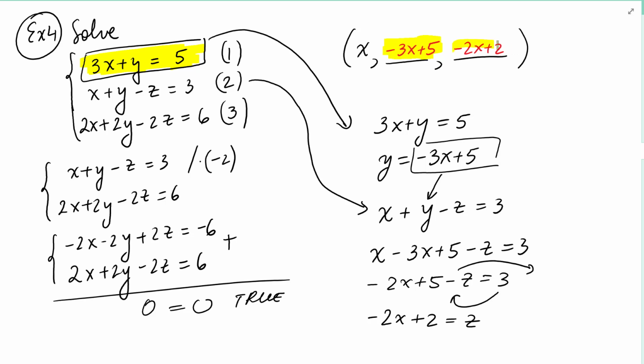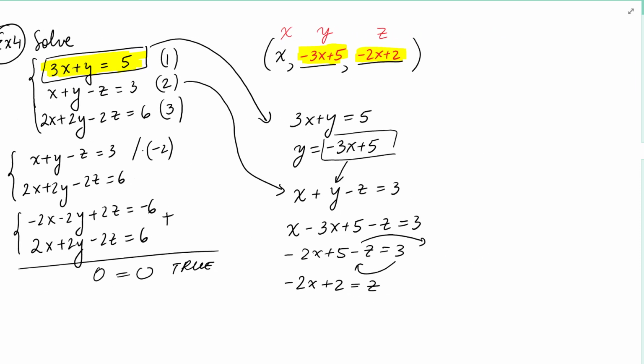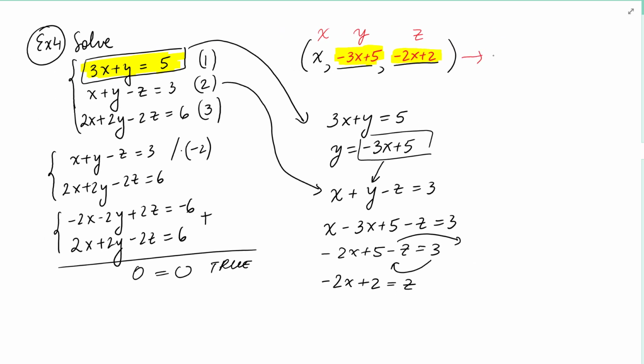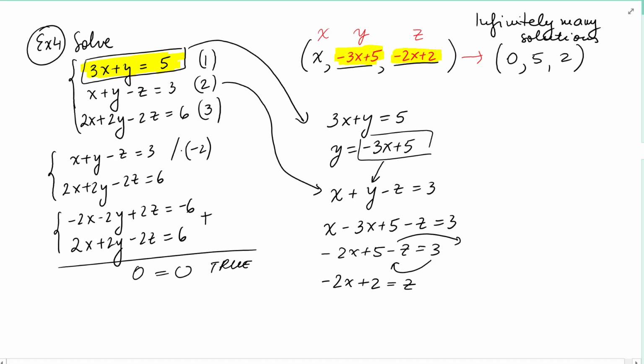So x is x, y is negative 3x plus 5, and z is negative 2x plus 2. So the system is dependent, but if I want to enumerate a few solutions, I can say, well, if x is 0, the next one is 5, and the next one is 2. So this is a triple. There are infinitely many solutions, but they have some relation between them. Not random, not 0, 0, 0, or 0, 0, 1. They have some connections between them.